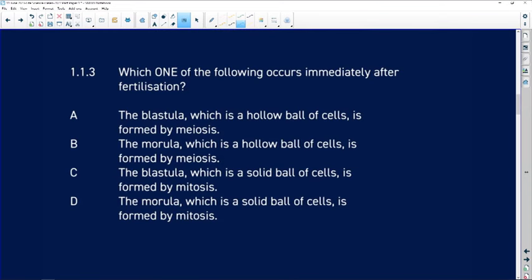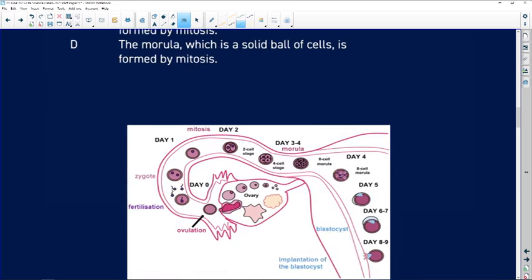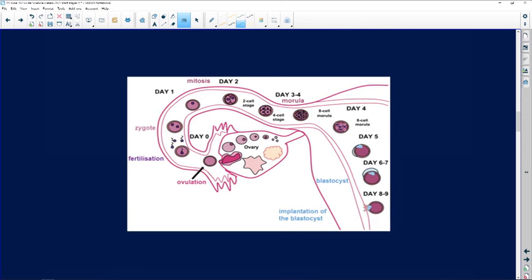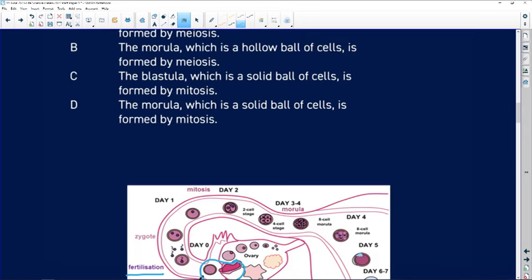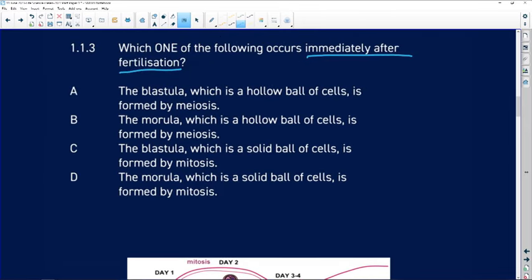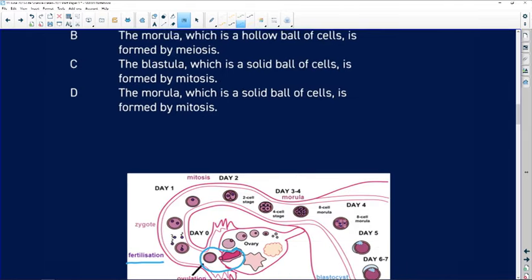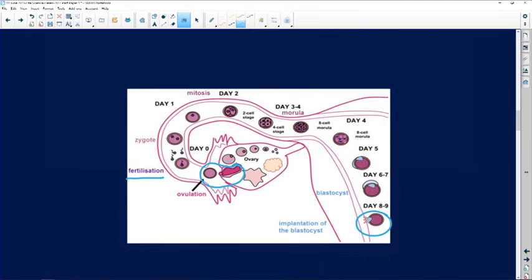1.1.3. Which one of the following occurs immediately after fertilization? So we should have in our mind something like this diagram. And this diagram takes us through all of the processes from ovulation through fertilization all the way to implantation. So our question asks, which one of the following occurs immediately after fertilization? So we are focusing on events after fertilization.